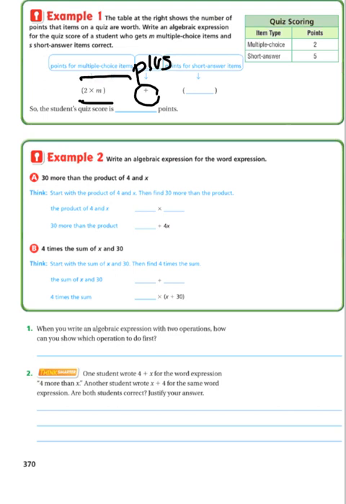Multiple choice items were worth 2 points. Short answer items are worth 5 points. So here we're going to have 5 times s, just like the other. So the student's quiz score is 2m plus 5s. Sorry, this should be s up here.